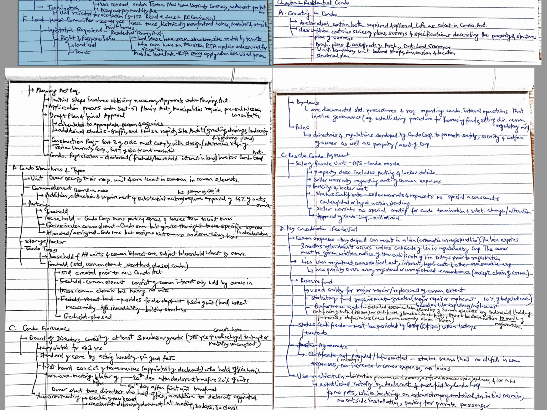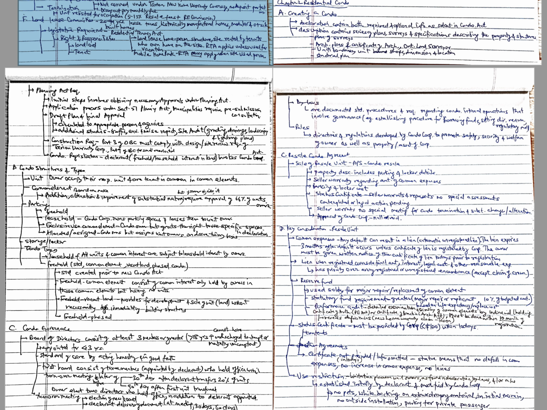Bylaws. The bylaws are documented standard procedures and requirements regarding the condominium's internal operations that involve governance, that is, establishing procedures for borrowing funds, setting the director remuneration, and other regulatory matters. Bylaws are made, amended, and repealed by the board of directors and must be consistent with the law, with the act and the declaration. Bylaws are not effective unless the owners of the majority of the units vote in favor. A copy must be registered in the land registry office. Registered bylaws made by the declarant are valid until replaced.